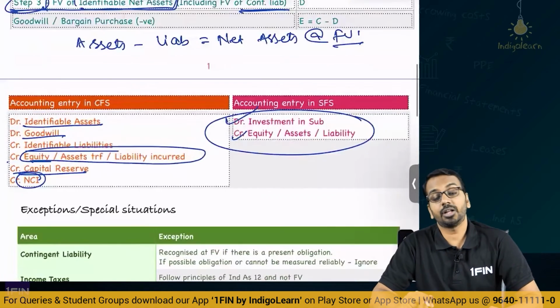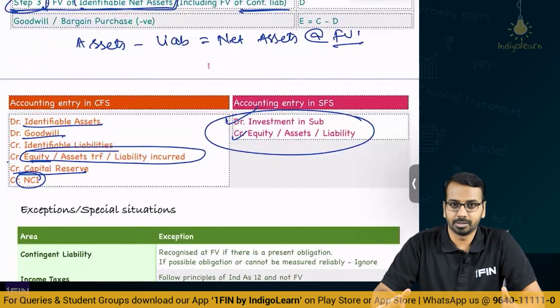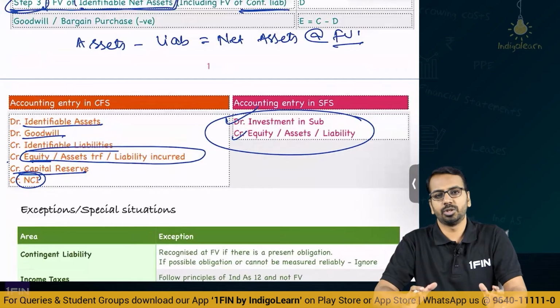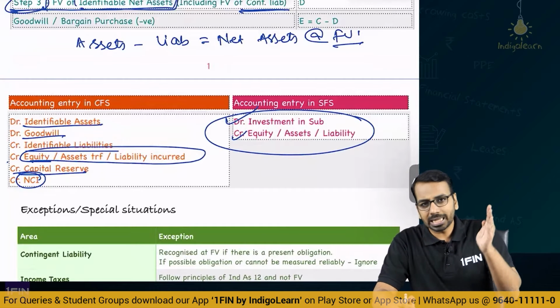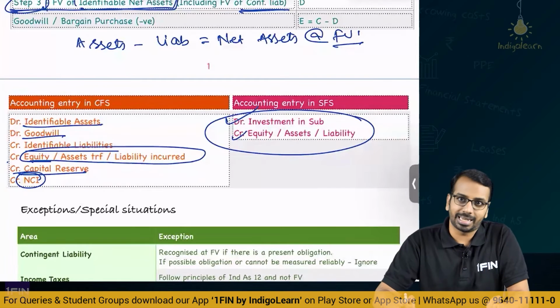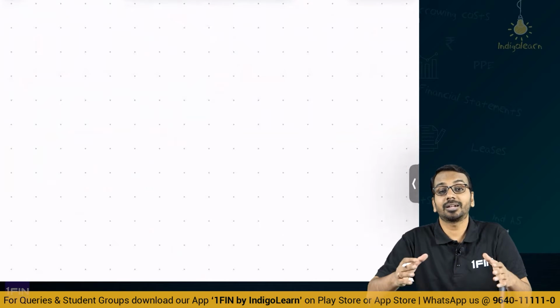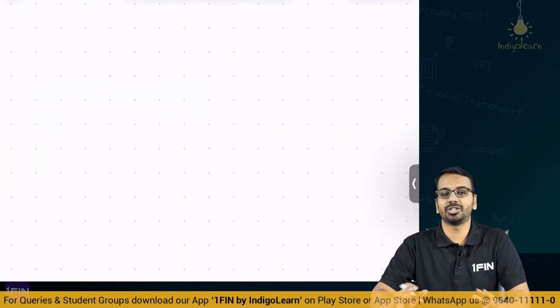Now, after you have calculated goodwill or capital reserve, preparing the consolidated balance sheet is very, very simple. What you have to do is you just have to add all the assets line by line, all the liabilities line by line, and then after you have passed the initial entry, preparing the combined balance sheet or the consolidated balance sheet is not at all a challenge.